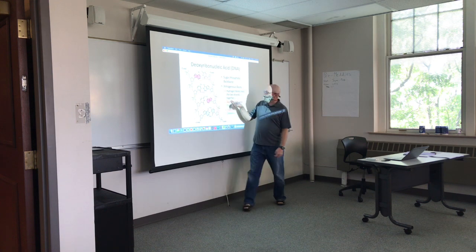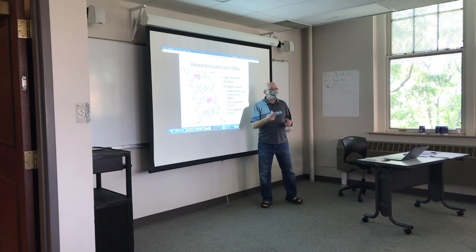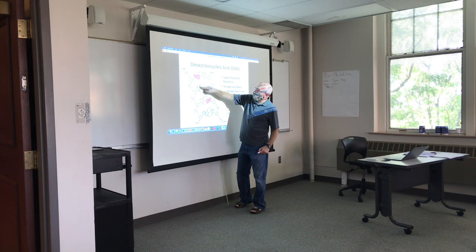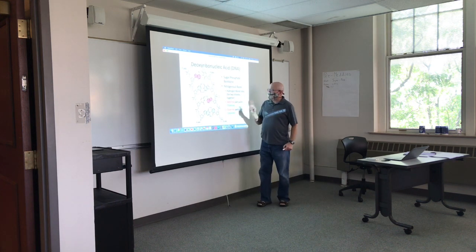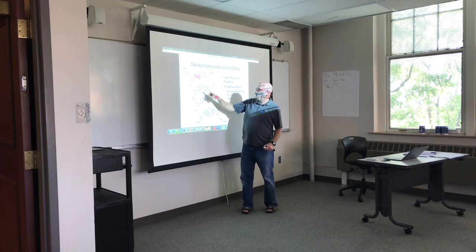So we have 4 nitrogenous bases. Adenine and guanine are purines. Thymine and cytosine are pyrimidines. Purines are double ring structures. Give me a minute.